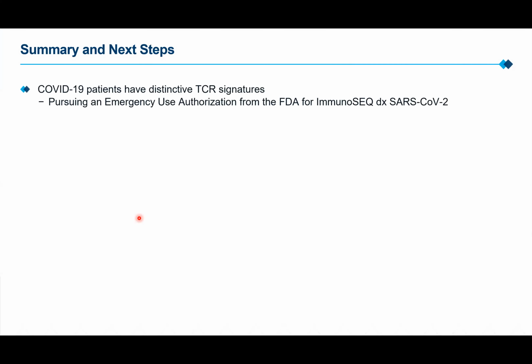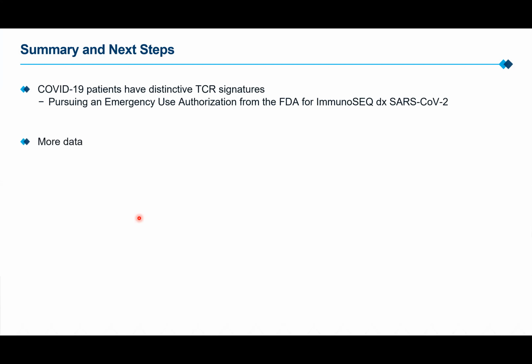At a high level, the first thing we set out to do was to determine whether there were actual distinctive TCR signatures in COVID patients. We have in fact seen that. Adaptive announced a month or so ago that they are pursuing an emergency use authorization for a diagnostic around this. So I think that's interesting clinically, but also pretty exciting from the standpoint of actually getting a TCR-based diagnostic into the clinic and trying to understand what the clinical utility of that will be.